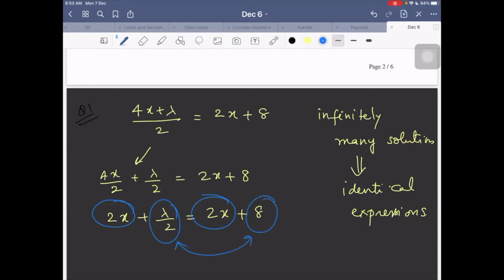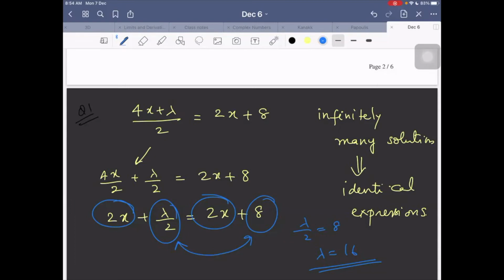So lambda by 2 has to be equal to 8. Lambda by 2 has to be equal to 8, so lambda has to be 16. Easy, right? Do not do this mechanically. Just think about the question. What is given in the question? So how do we proceed with the information given?